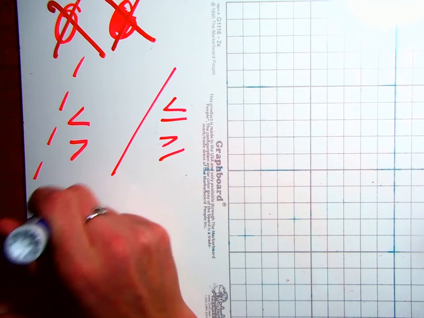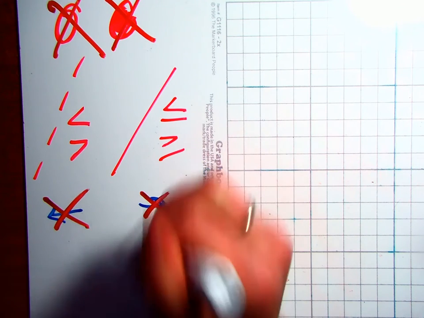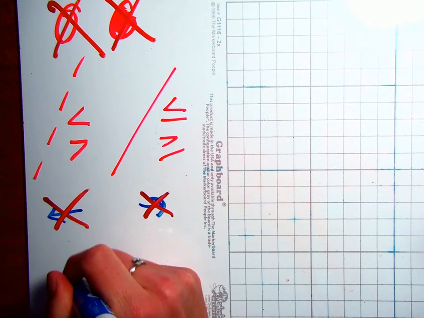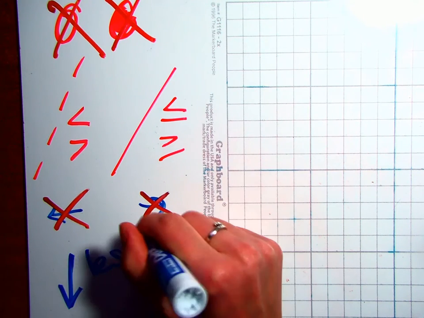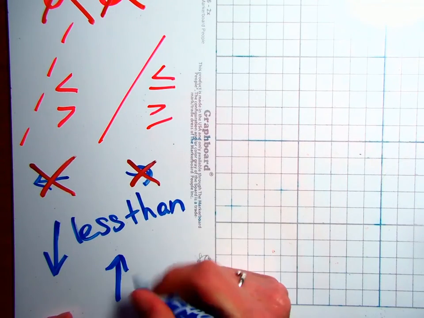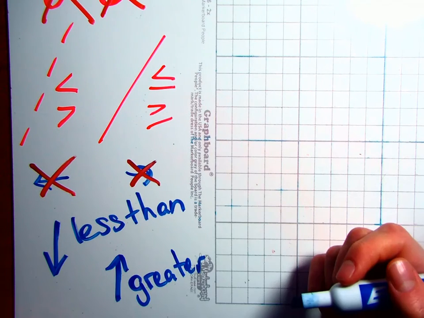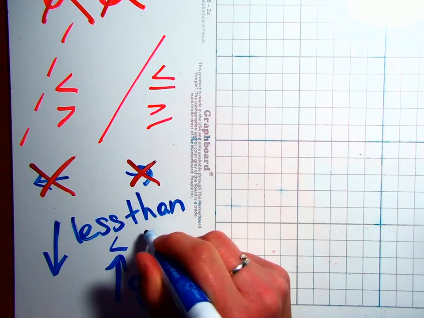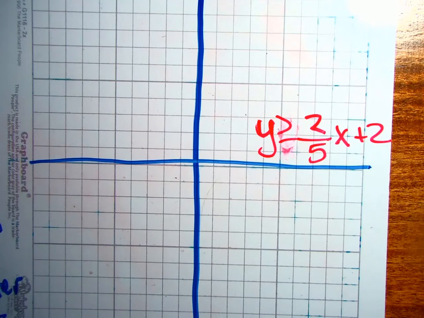The other thing that changes is that instead of shading to the left or to the right, so these are out, we now shade either up or down. If you shade down, this would be for less than. And if we see greater than, we would be shading up. So again, shading down would be for less than, but also less than or equal to, and shading up would be for greater than or equal to.